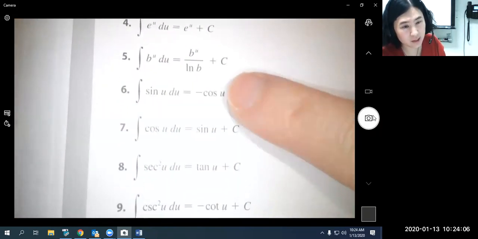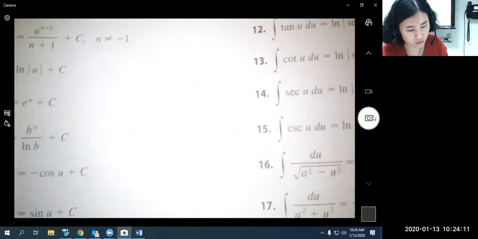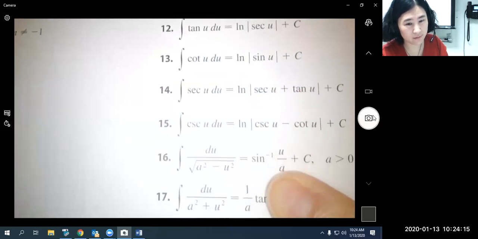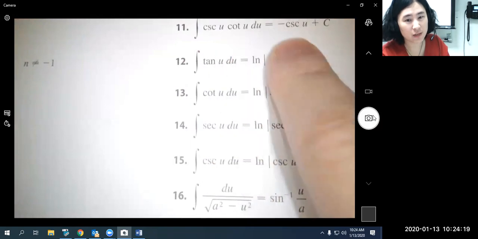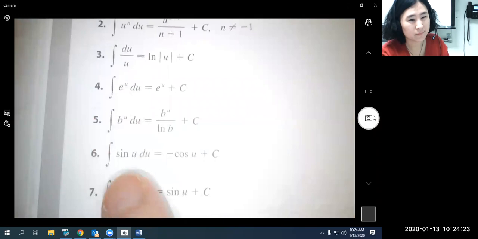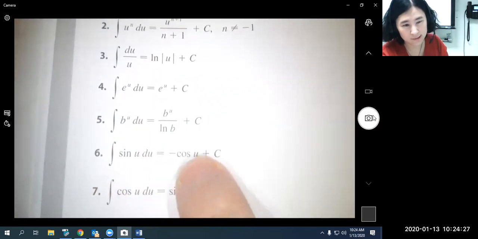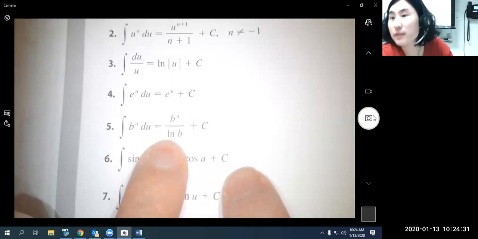These are for the trig functions, and also some of these. You have the table. And reversely, derivative is a reverse action for integral. So if the integral of sine is negative cosine, we know the derivative of the cosine function equals what? Negative sine, right? We know that.